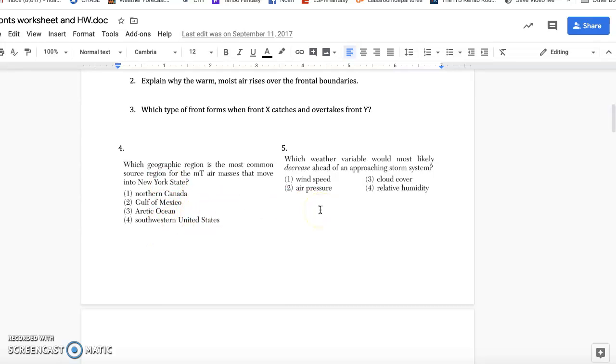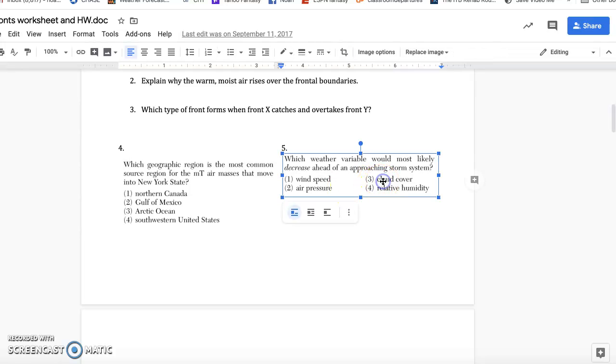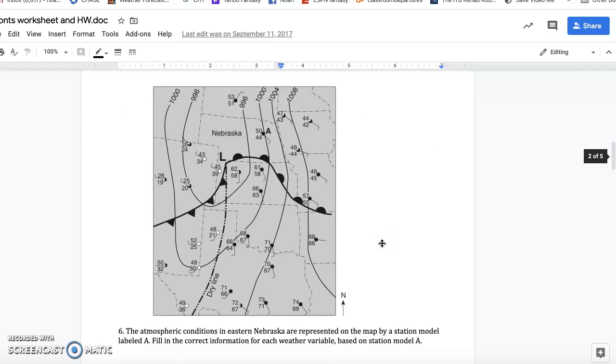5, what weather variable will decrease ahead of a storm? Well, would wind speed decrease? No, they would increase with a storm. Air pressure would decrease because low pressure, lousy weather. Low pressure means we have rising, warm, moist air versus cool, dry air that's sinking, which would be high pressure and good weather. Cloud cover you're going to get more of. Humidity you're going to get more of.